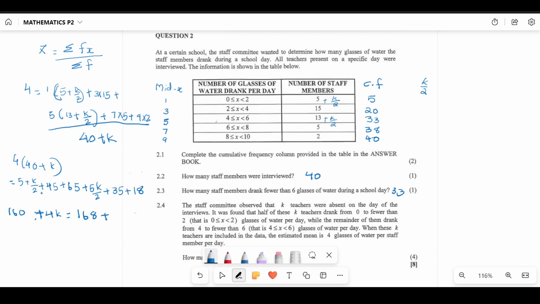Then you also add the coefficients of k. K over 2 plus 5k over 2 is 6k over 2, so it's 3k. That means 4k minus 3k becomes k, equal to 168 minus 160, which is 8. So the value of k is 8 here.